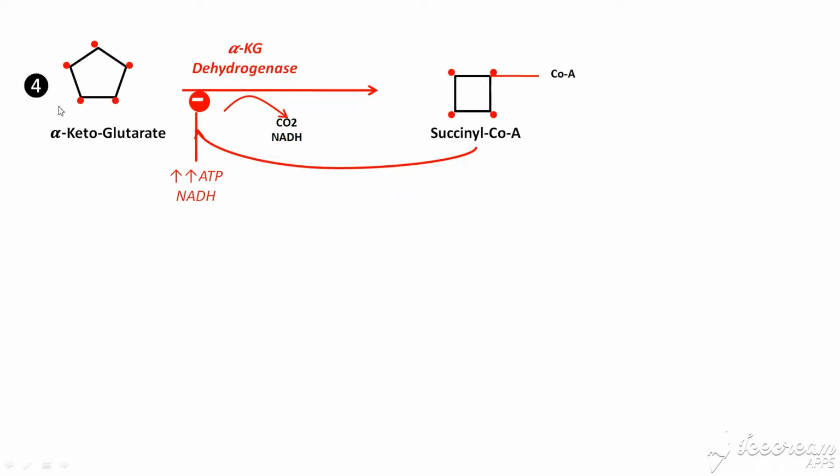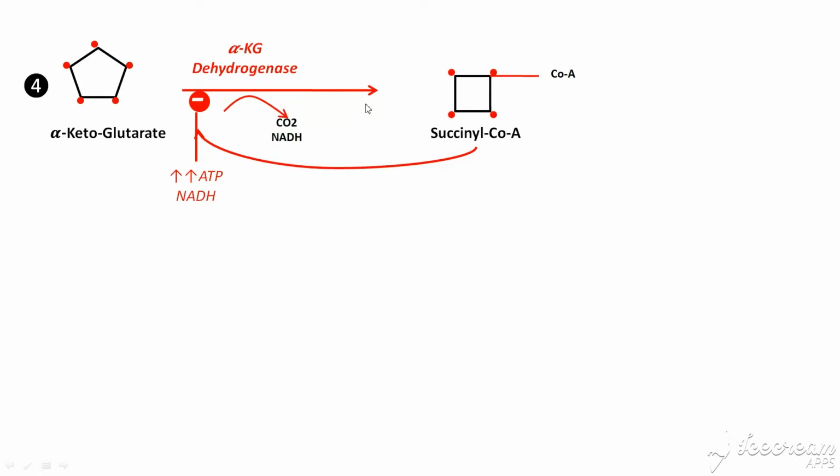The next reaction is going to be the conversion of alpha-ketoglutarate into succinyl-CoA. Now, alpha-ketoglutarate, like we said, has 5 carbons. Succinyl-CoA has 4 carbons, and it also has a CoA group attached to it. Now, this is going to be catalyzed by the enzyme alpha-ketoglutarate dehydrogenase. And like we said before, anytime you see a dehydrogenase reaction, there's going to be an NADH produced. And of course, alpha-ketoglutarate lost a carbon, so there's going to be a CO2 produced.